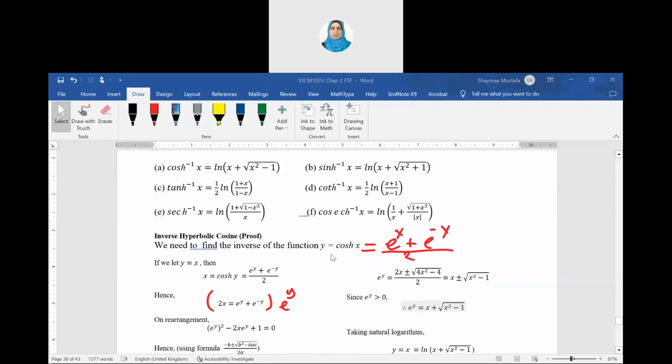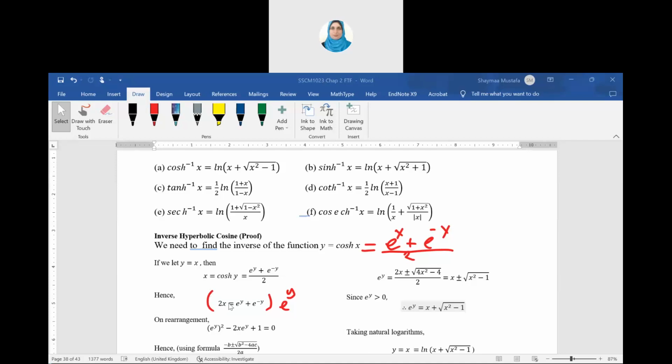Now we need to find the inverse of y equals cosh x. Again, to find the formula for the inverse function, go to the original function and replace each y by x and each x by y. Then solve the equation for y. My original formula for cosh is y equal to exponential x plus exponential minus x over 2. This is the definition of cosh. From the definition, replace each y by x and each x by y, so you have x equal to exponential y plus exponential minus y over 2. Now solve this for y.